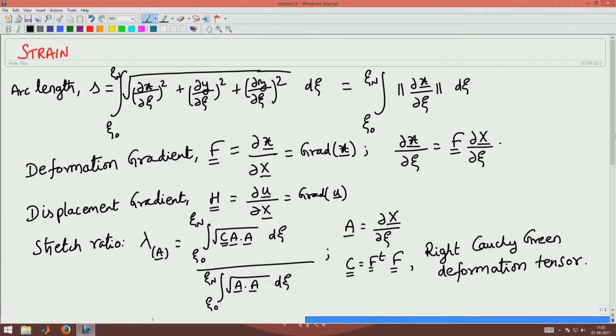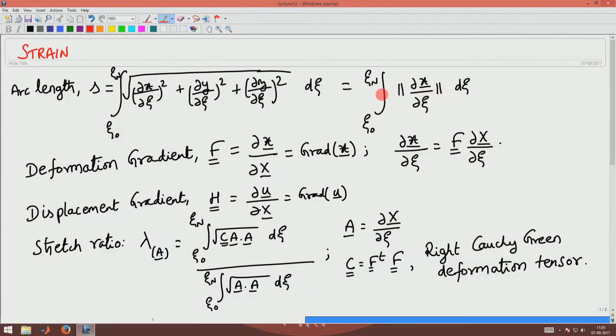We also saw how to find the arc length of a curve. We saw in particular that the arc length of a curve can be found using this expression, which is nothing but the magnitude of dou x by dou psi vector integrated from psi 0 to psi n. Okay. We also saw what a deformation gradient is. We saw that deformation gradient maps tangent lines in the reference configuration to tangent lines in the current configuration for a curve. It is a linear mapping, and that linear mapping is called a deformation gradient.